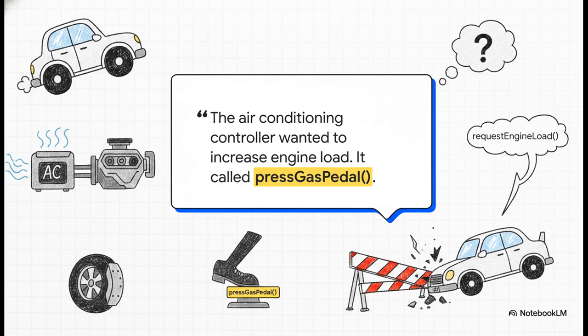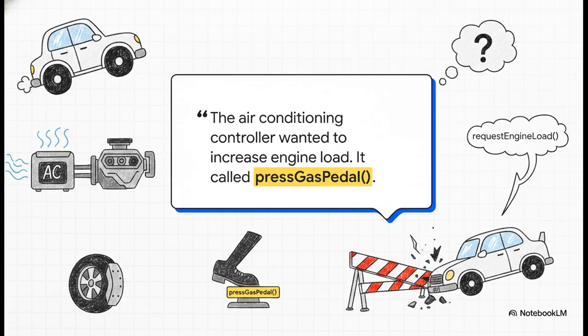Now, what's really interesting about this real-world example is how terrifying it gets. This is an experience note from a smart car system. Quote, "The air conditioning controller wanted to increase engine load. It called press gas pedal. When we integrated a hill start brake assistant, the car released its parking brake while idling. Defining the operation as request engine load would have saved a garage boom barrier."